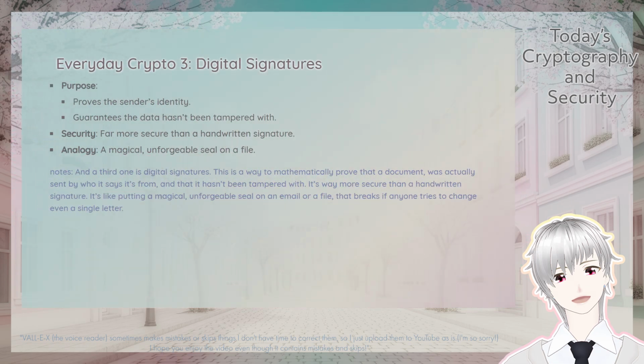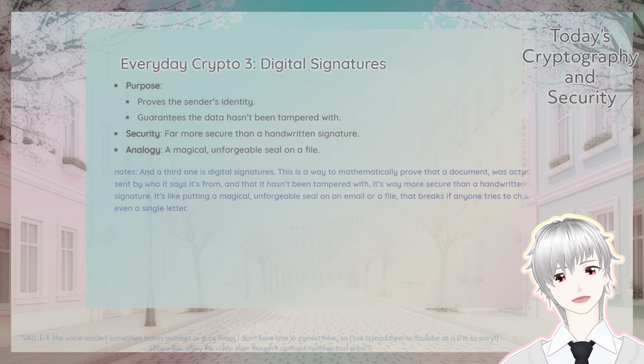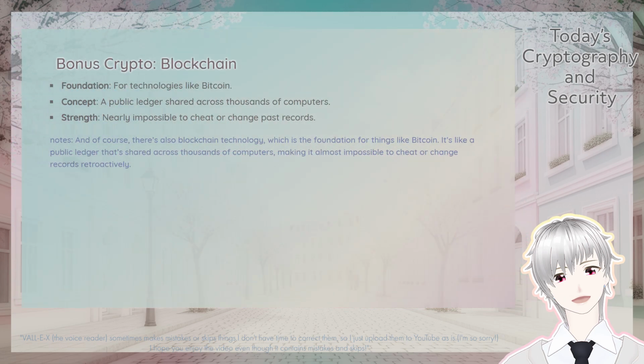And the third one is digital signatures. This is a way to mathematically prove that a document was actually sent by who it says it's from, and that it hasn't been tampered with. It's way more secure than a handwritten signature. It's like putting a magical, unforgeable seal on a mail or a file that breaks if anyone tries to change even a single letter. And of course, there's also blockchain technology, which is the foundation for things like Bitcoin. It's like a public ledger that's shared across thousands of computers, making it almost impossible to cheat or change records retroactively.